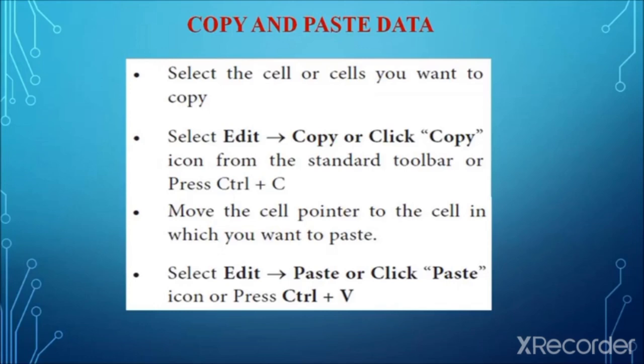Next, move the active cell pointer to the new cell where the content is to be pasted. After placing the cell pointer, the user can select any of these three. The first one is edit, paste: from the edit menu the user can select the paste option. The second one is to click the paste icon on the standard toolbar, and the third is the shortcut key for paste, Ctrl plus V. So this is how the user can copy and paste the data.